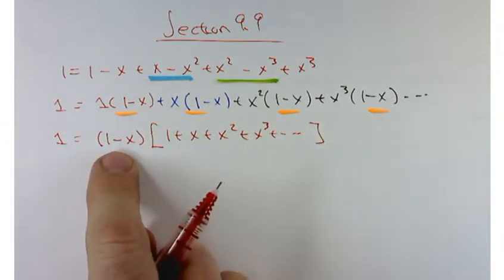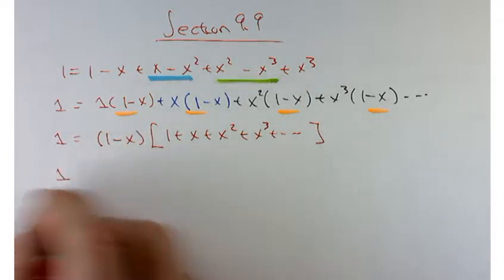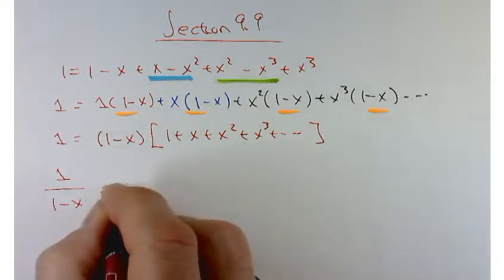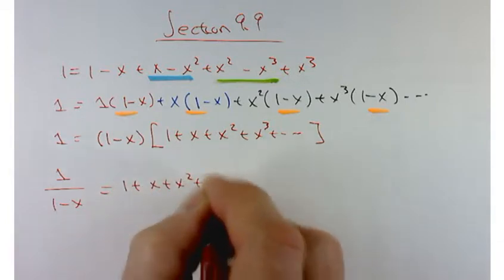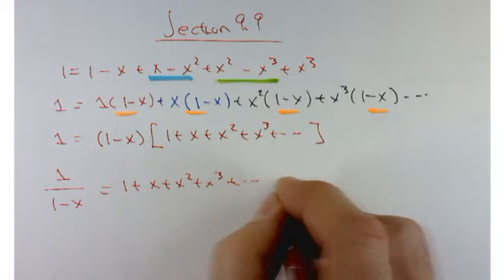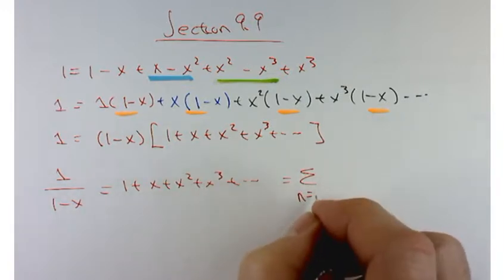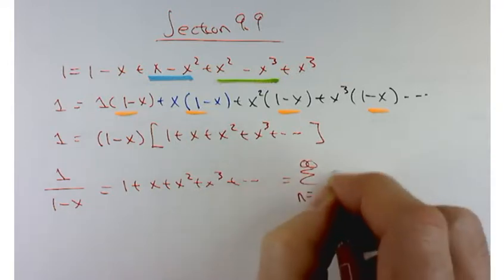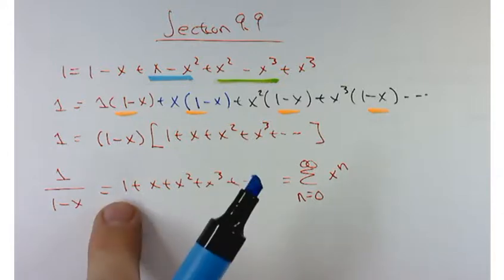If I divide both sides by 1 minus x, then I get 1 over 1 minus x equals 1 plus x plus x squared plus x cubed, and so on. In other words, the sum from n equals 0 to infinity of x to the n. That's the identity that I wanted to use. We're going to use this a lot. This one's going to get a lot done for us.